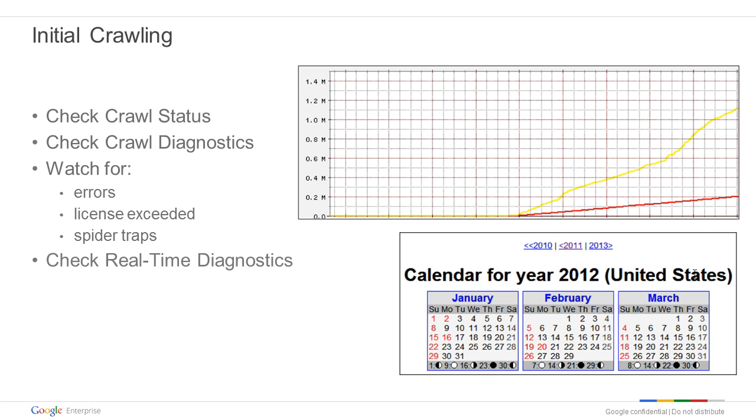If they continue to rise at a rapid rate, you may have entered a spider trap where a potentially infinite number of links may be found, as shown below. The calendar is a canonical example of a spider trap. You can also go to Crawl Diagnostics to see information on each individual URL requested by the GSA. You can easily identify common crawl problems here, such as server errors like 404s and 500s. Real-time diagnostics can be used to help identify problems with individual URLs also.